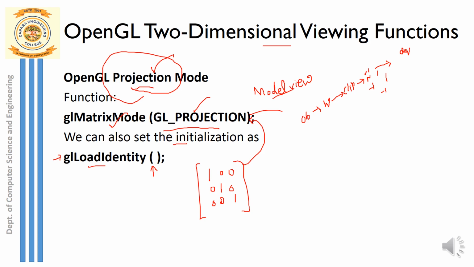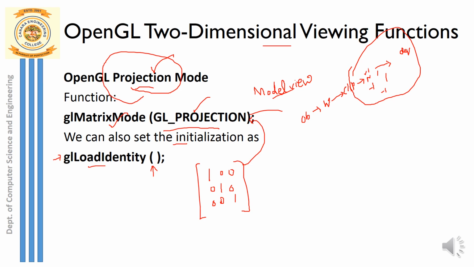So what is projection? The projection is nothing but this stage, where you move the graphics from the clipping area onto the final display window. So in order to render the graphics on the display window, the mode should be projection mode.